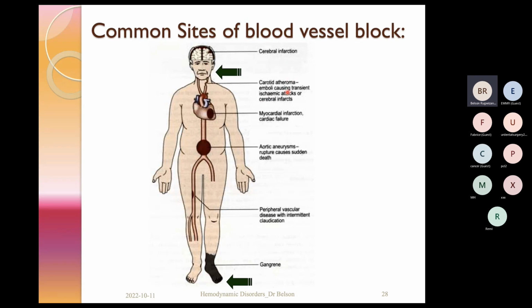Then if there is a block inside the carotid, not the carotid, inside the coronary arteries, the consequences will be myocardial infarction. The part which should be supplied by that coronary artery, it will die. So sometimes the other consequences are the aneurysm, aortic aneurysm.